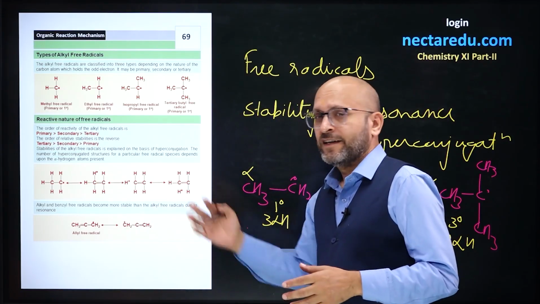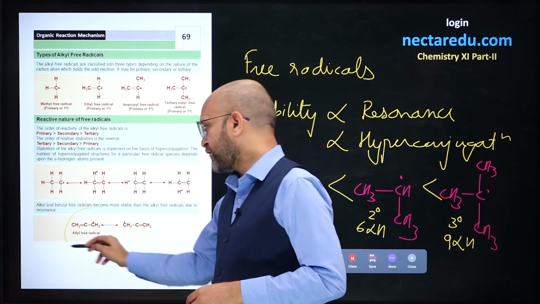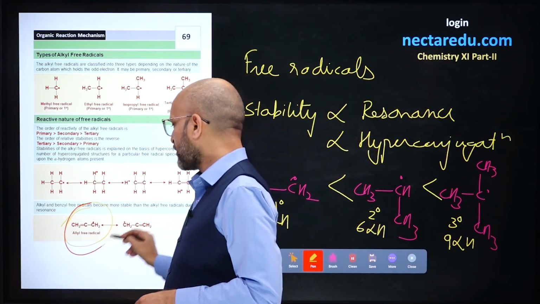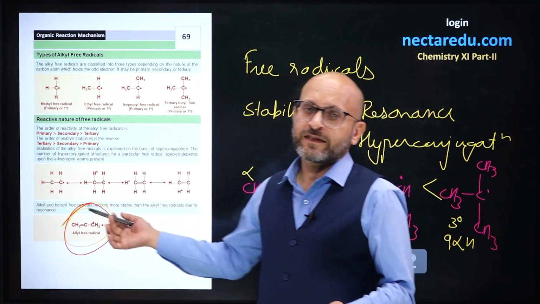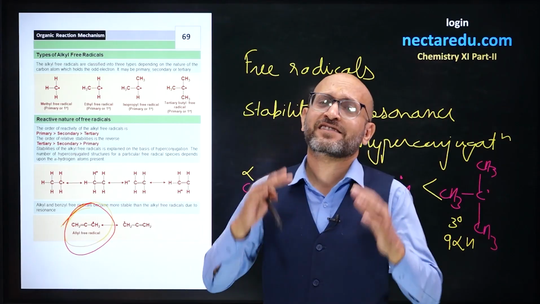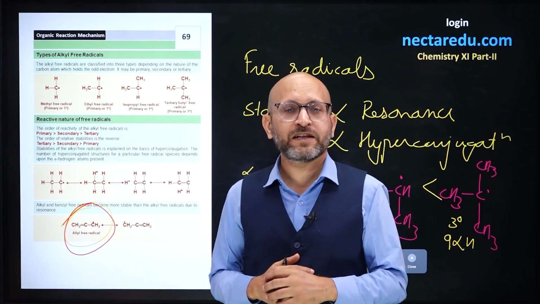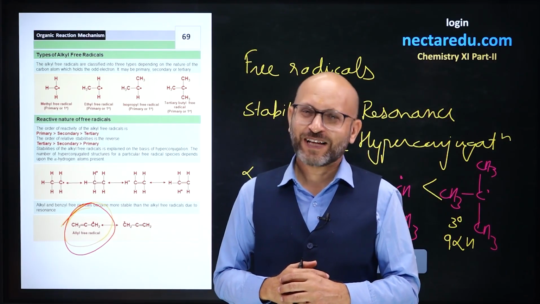And in the last example, allyl free radical, you have resonance happening over here. So due to resonance, allyl free radical is quite stable. The same happens with benzyl free radical, which is also stable due to resonance. So that is it for now.